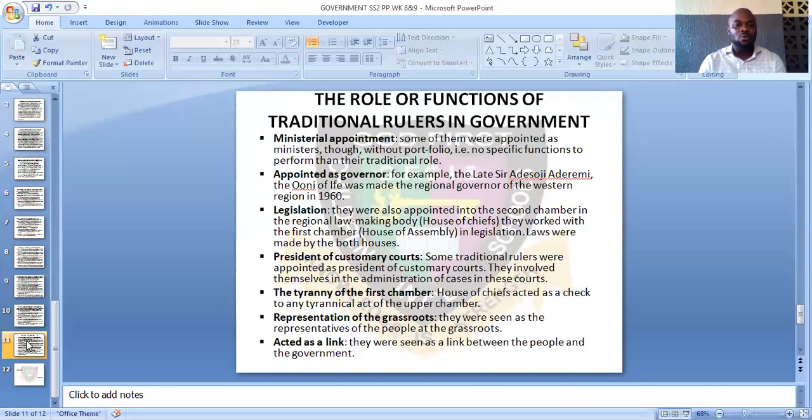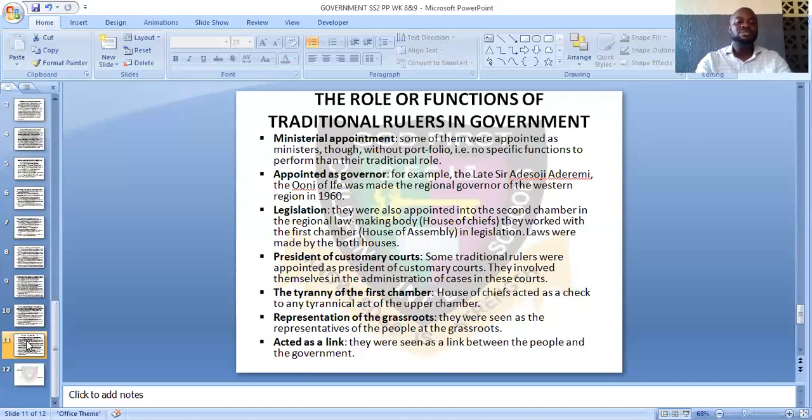Then another function happened to be president of customary courts. Some of these traditional rulers were appointed as presidents of customary courts, whereby they involved themselves in the administration of cases in these courts. And another one is checking tyranny of the first chamber. The House of Chiefs acted as a check to any tyrannical act of the upper chamber. That is, like check and balance, to know if the upper chamber is doing the right thing, or doing things that they are not supposed to do.